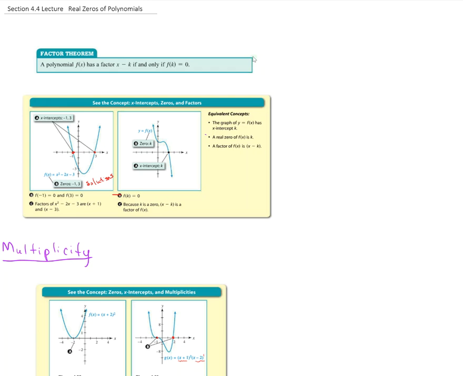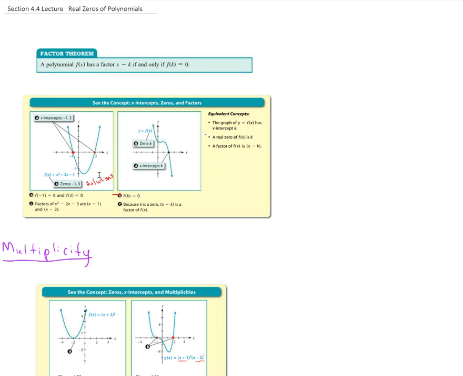This is section 4.4, and we're going to talk about real zeros of polynomials. And remember that a zero is an x-intercept. It's a solution. Another word for it is the zero. And the factor theorem we learned last section says a polynomial f of x has a factor x minus k if and only if f of k is 0. We talked about that. If the remainder is 0, then that means the thing went in without anything left over.